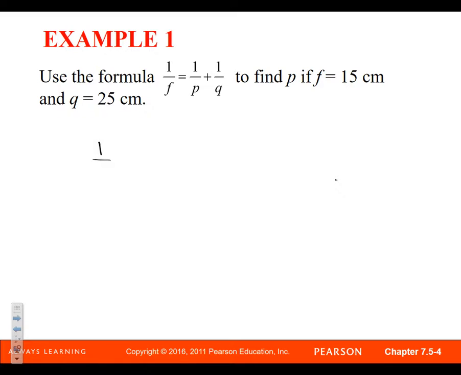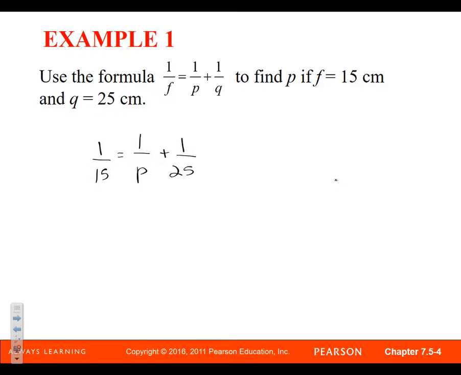So I have 1 over 15 for 1 over f. And that's supposed to equal 1 over p. I don't know what p is. And then I have plus 1 over q, and q happens to be 25. I'm supposed to solve this for p. Okay? So, what's the common denominator?